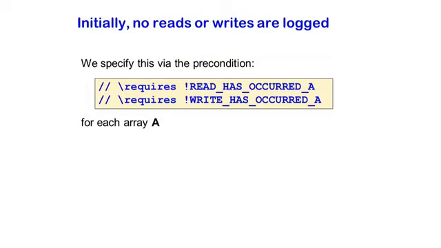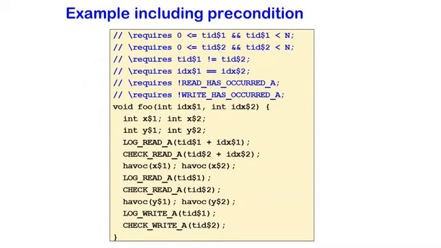And initially, we need to say that no reads or writes are logged. So for every array, we need to insert preconditions saying that read has occurred A is false, if A is the array name, and write has occurred A is false. So we do this for every array.